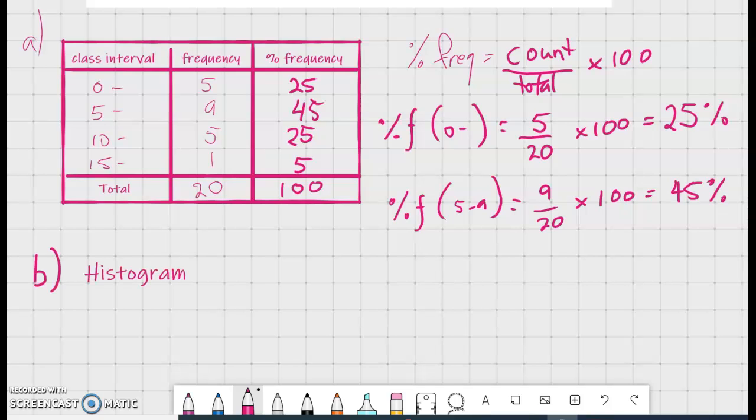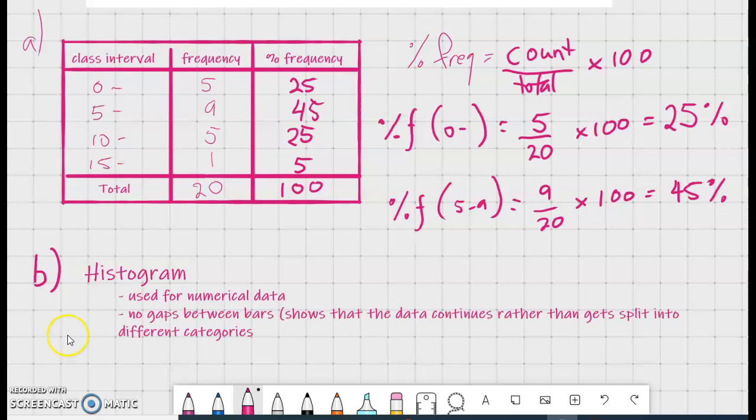Part B wants you to create a histogram. Now let's quickly talk about what a histogram is, because it can be easily confused with a bar chart or a column graph. One of the key differences between them and a bar or column chart is that histograms are used for numerical data, whereas bar charts and column graphs tend to be used for categorical data.